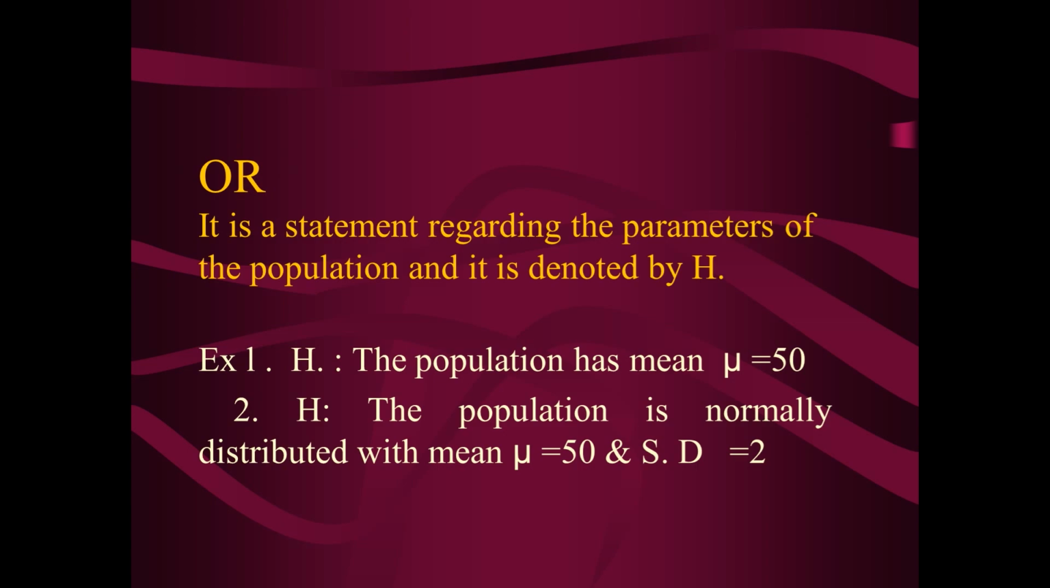For example, the hypothesis may be that the population has mean mu equal to 50, or another example, that the population is normally distributed with mean mu equal to 50 and standard deviation equal to 2.